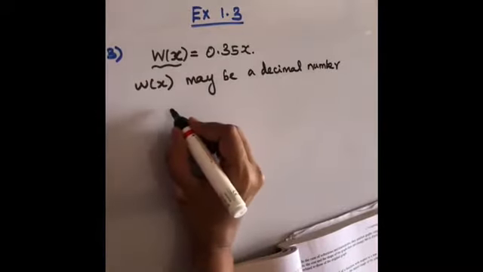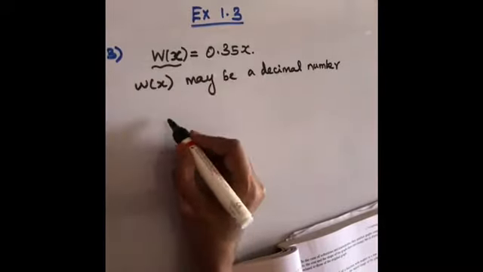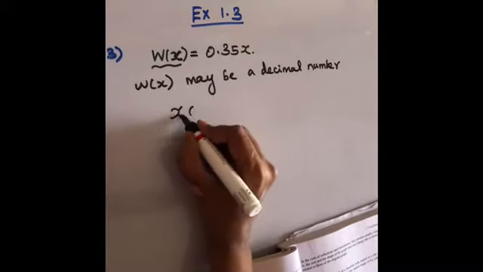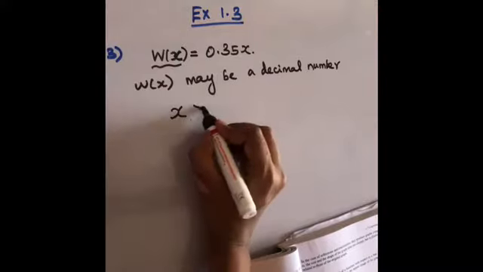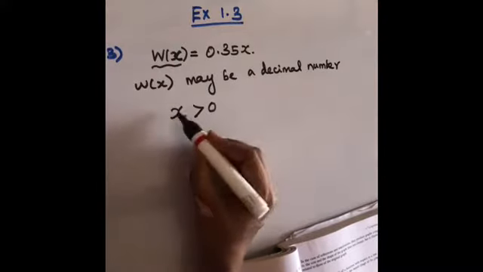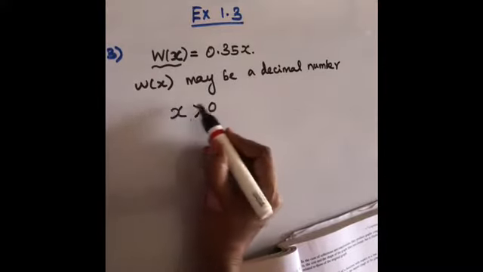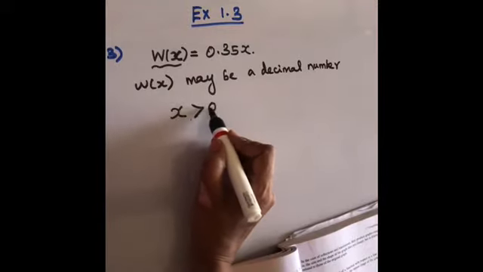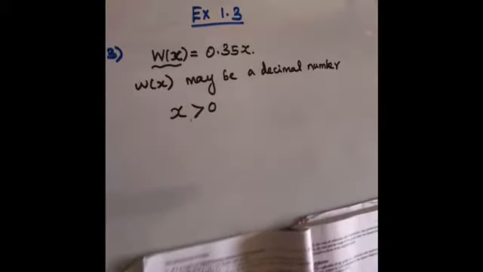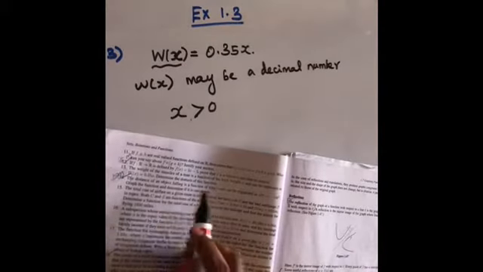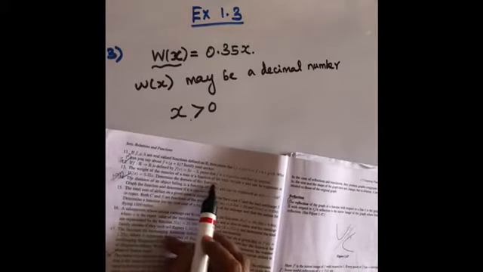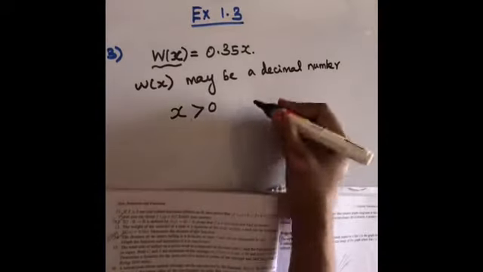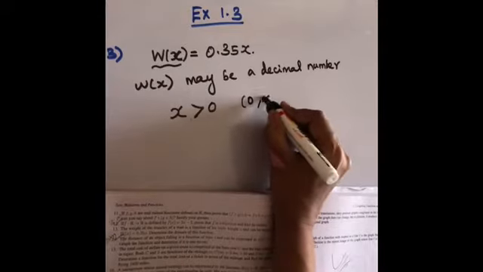So, here W of x ranges from 0. x should be greater than 0 because it is the weight of the body and it is always positive. The question is to determine the domain of this function, and its domain is x greater than 0, or we can say 0 to infinity as well.